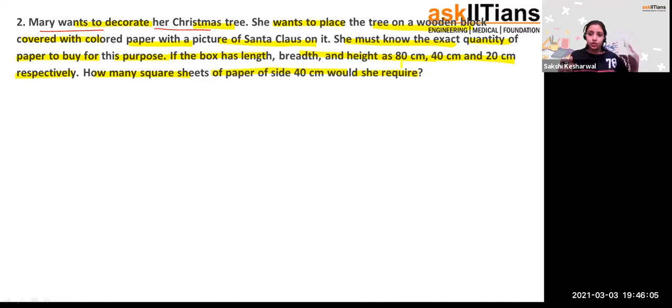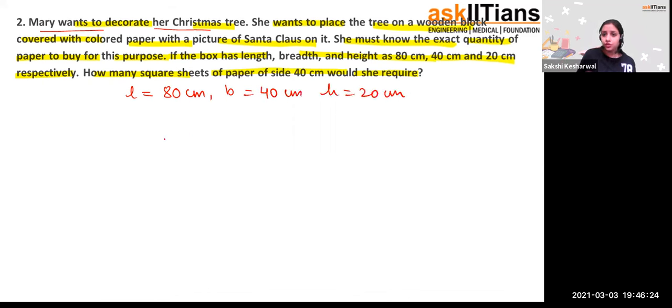The area of this single sheet, and then we'll find the number of it, right? So what is given to you is given over here. Length is equal to what? 80 centimeter. Breadth is equal to what? 40 centimeter. And height is equal to what? 20 centimeter. First, she's going to cover it.